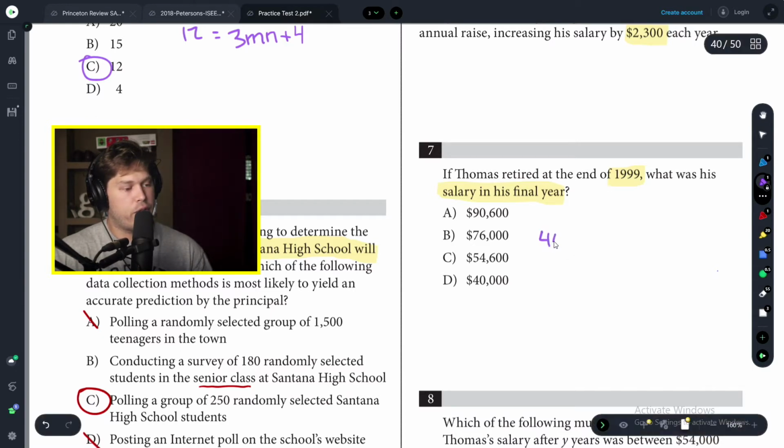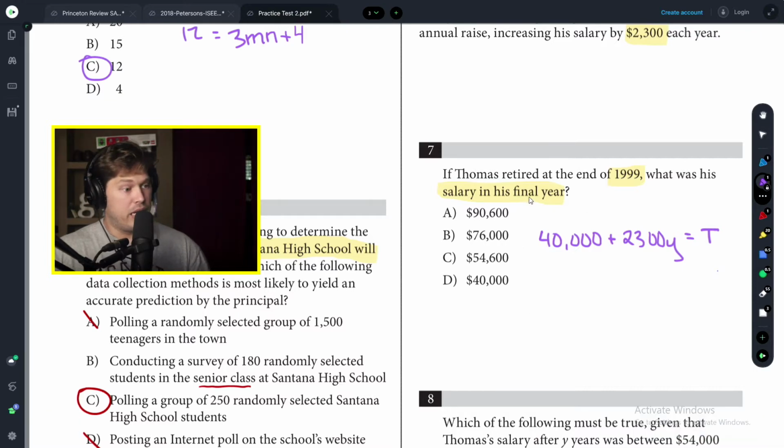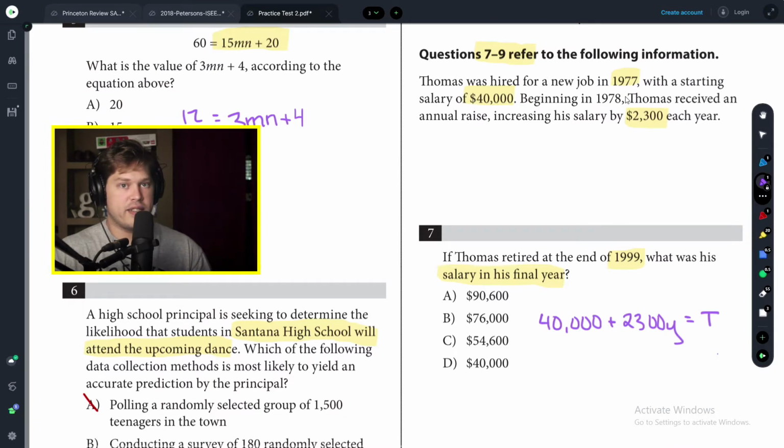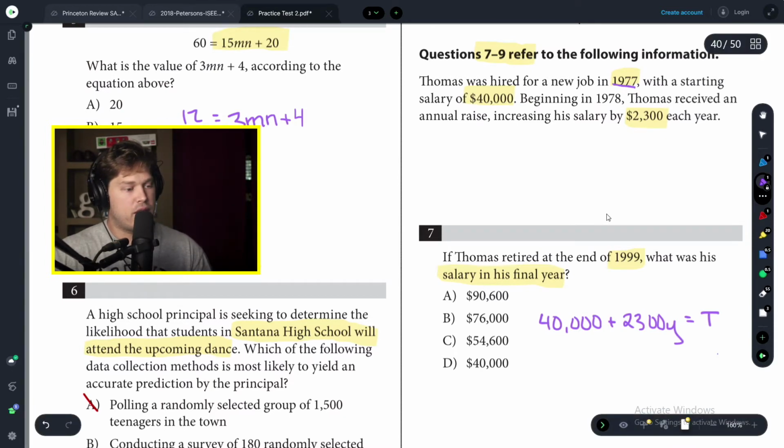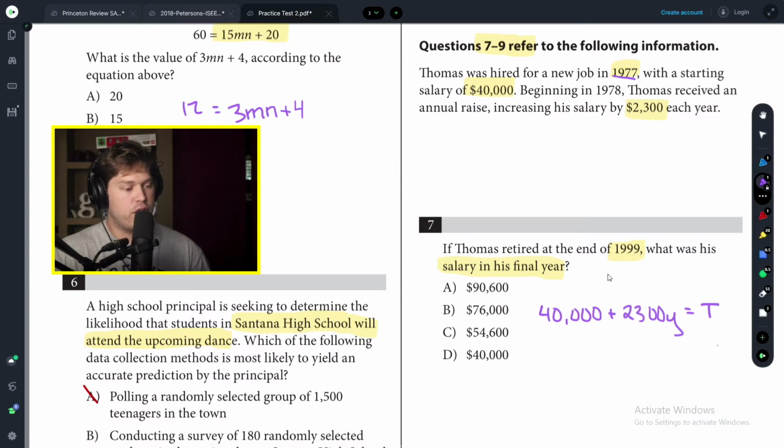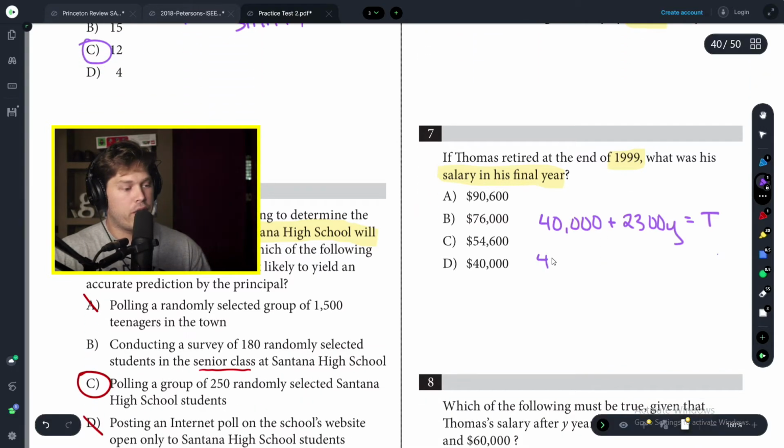Well, he starts at $40K, and then we're going to be adding $2,300 every year, and this will equal his total salary, right? And so if he retires at the end of 1999 and he started in 1977, well, then that's 22 years of service. So we're going to have 40,000 plus 2,300 times 22, and this will give us our total.